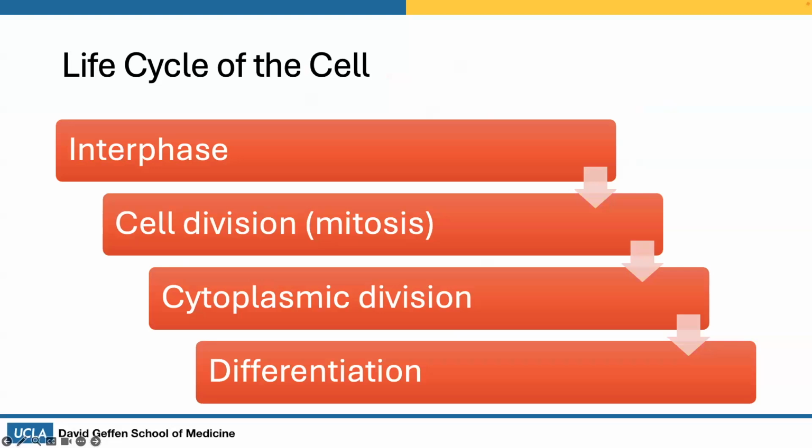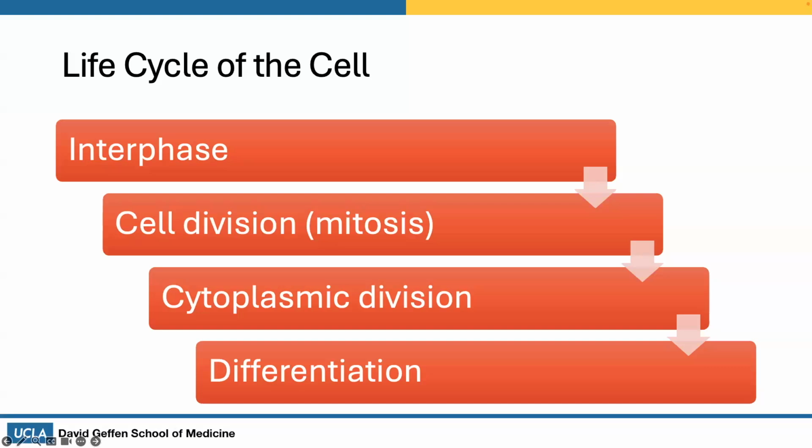All right, so let's walk through the life cycle of a cell. This is the process that it goes through to grow, divide, and specialize. This cycle is essential not only for growth and repair in multicellular organisms like us, but also for reproduction in single-celled organisms. So the first phase is interphase. Most of a cell's life is spent in interphase. This is where it's growing, performing its normal functions, and preparing for division.